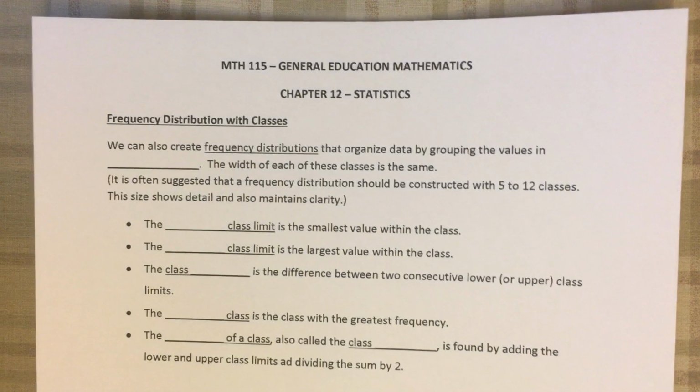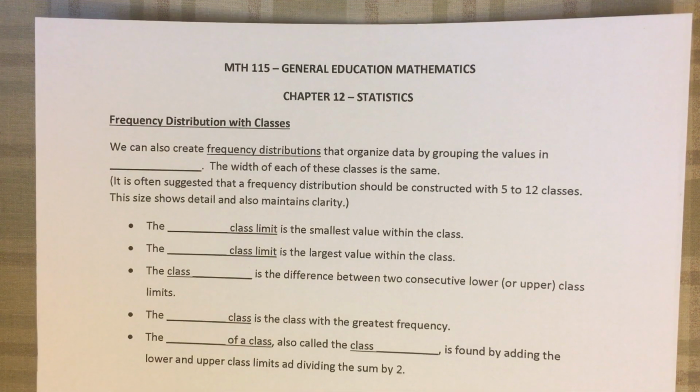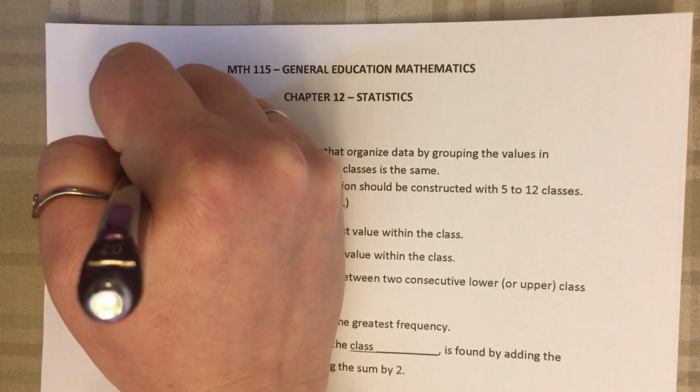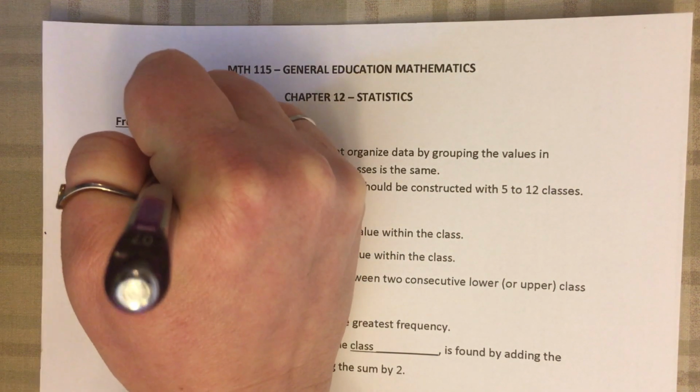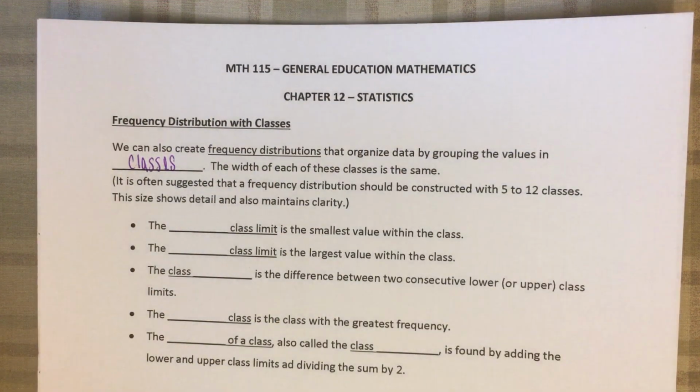Sometimes when we're dealing with frequency distributions, we may have a very large data set that has a lot of different values. One thing that might be useful is to not necessarily organize our data just by individual data values and count individual data values. We might want to split these into groups. We can also create frequency distributions that organize data by grouping the values into groups we call classes. The width of each of these classes is always going to be the same, so we have the same size group for every single part of our problem.